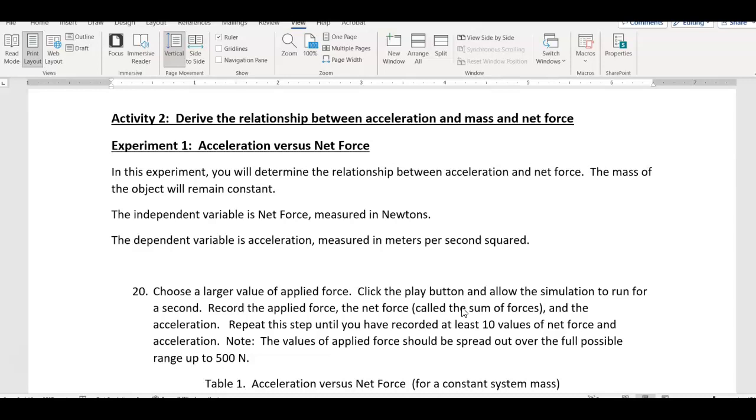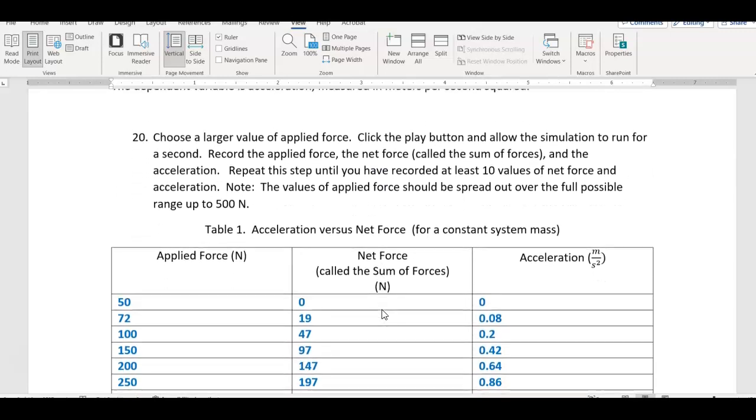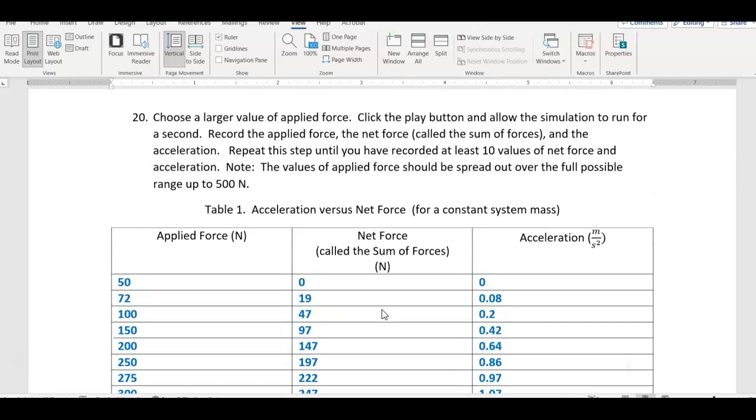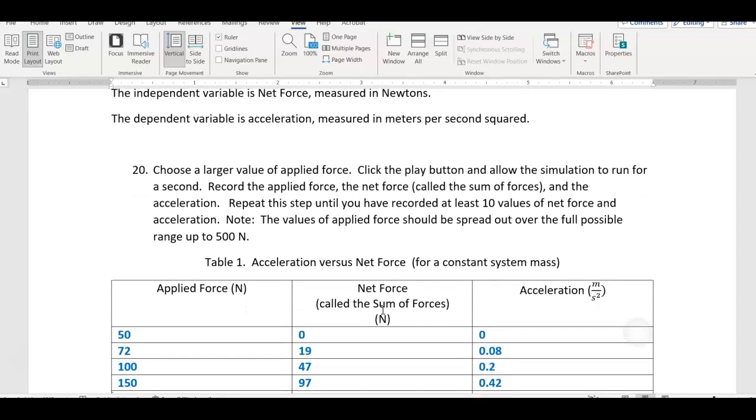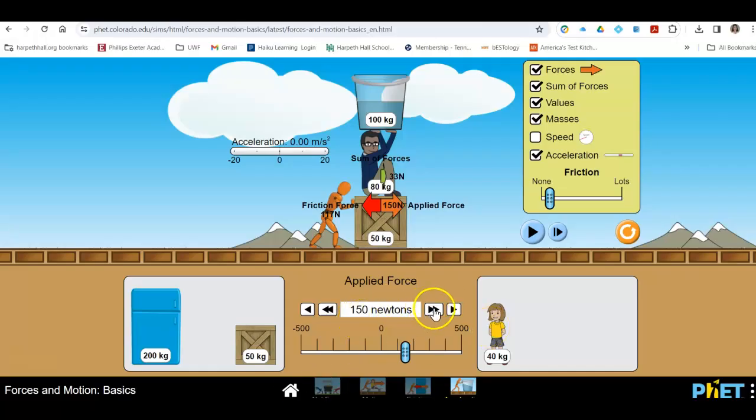variable will be acceleration, measured in meters per second squared. So we are going to fill out all of Table 1. You're going to choose at least 10 values of net force, and we will record the acceleration for those values. In the simulation, I've chosen 150 newtons of applied force, which gives me 33 newtons of net force.